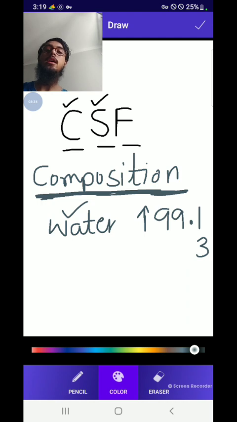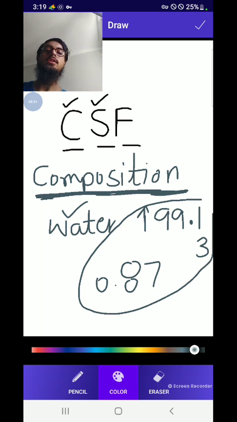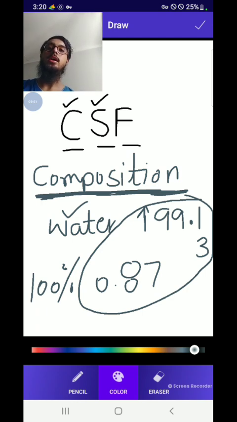And other salts, organic or inorganic substances, are also present, which is 0.87%. So what is its total? 100%. Okay, water is 99.13% and 0.87% is other salts, for example the organic salts and inorganic salts.